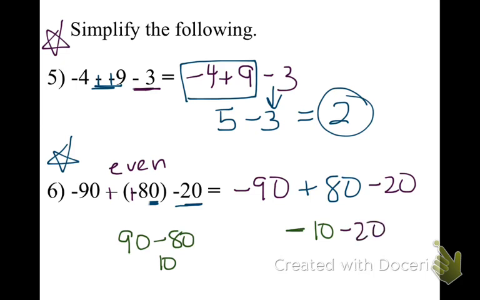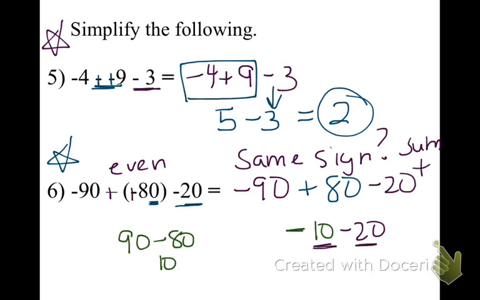Now, don't panic. I know that we have two different negatives, but what did we learn previously? If they are the same sign, what are you supposed to do? You're supposed to find the sum. So we're going to be adding them together. So what's 10 plus 20? That's going to give me 30, but what's wrong with my picture? Don't forget, they're both negatives. So that means my answer has to be negative as well. So I get negative 30 as my answer.